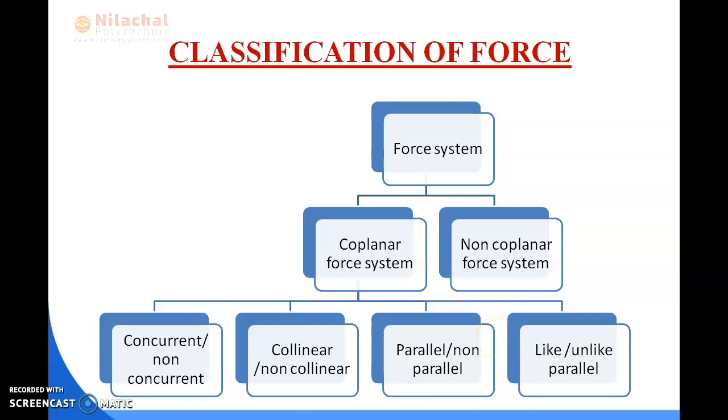Next one is concurrent forces. So what are concurrent forces? The forces whose lines of action pass through a common point. From one point there are many forces acting. That is known as a concurrent force. Next one is the coplanar concurrent force. What does coplanar concurrent force mean? The forces whose lines of action lie on the same plane and at the same time pass through a common point are called coplanar concurrent forces.